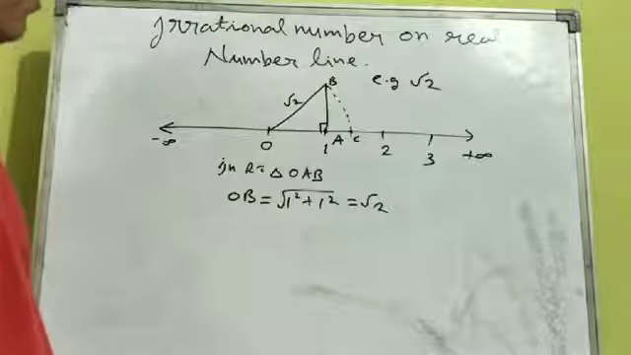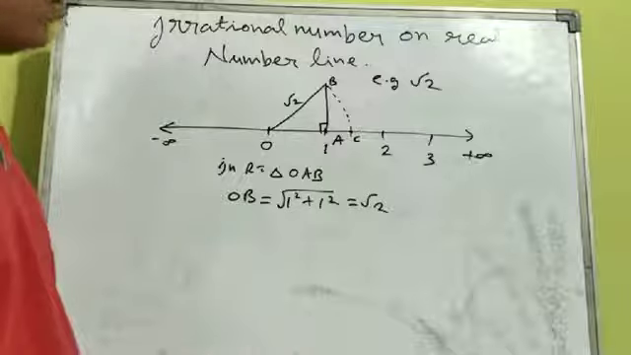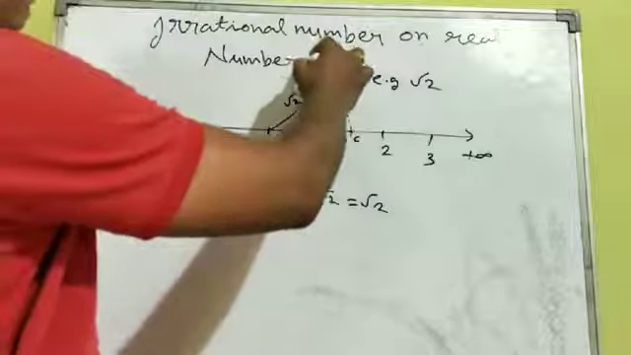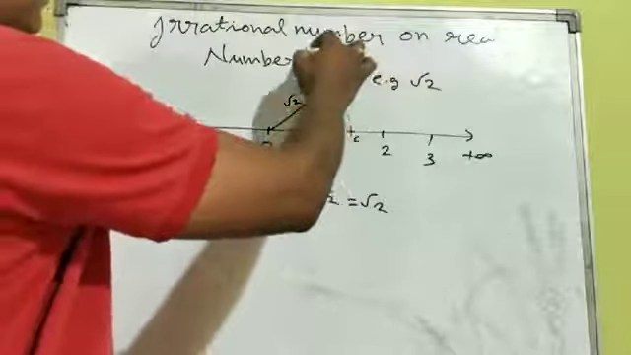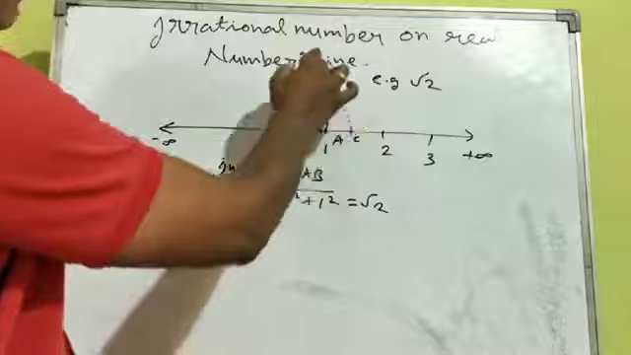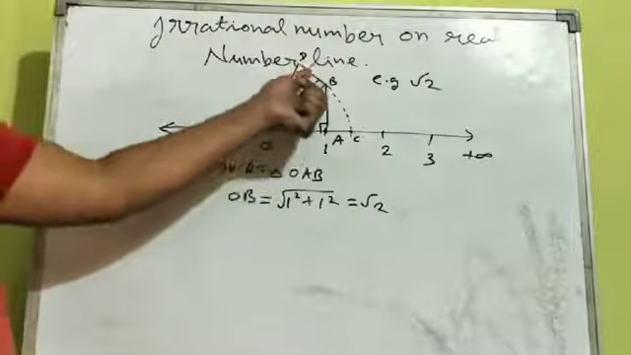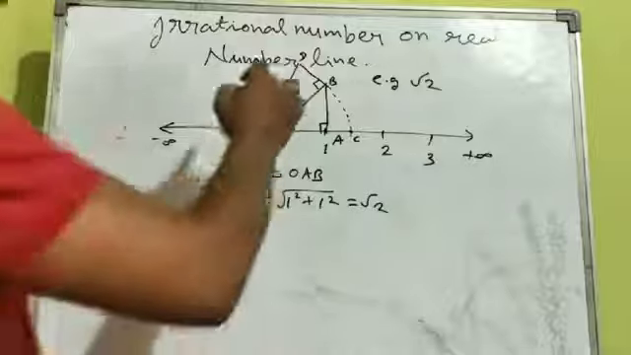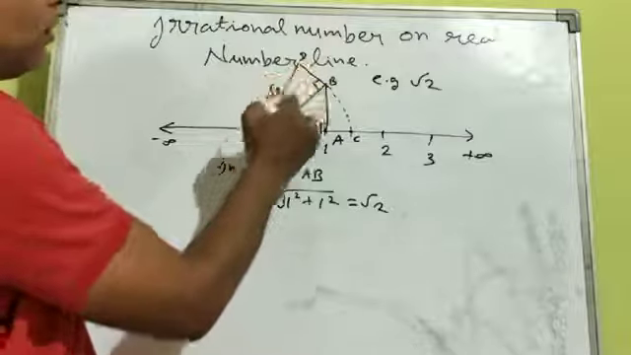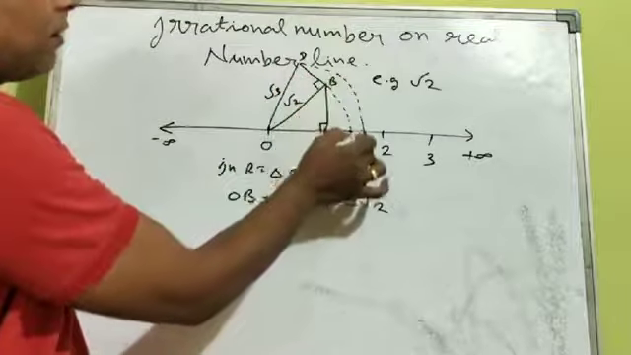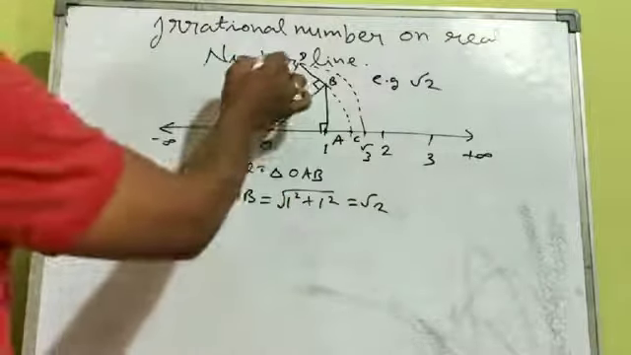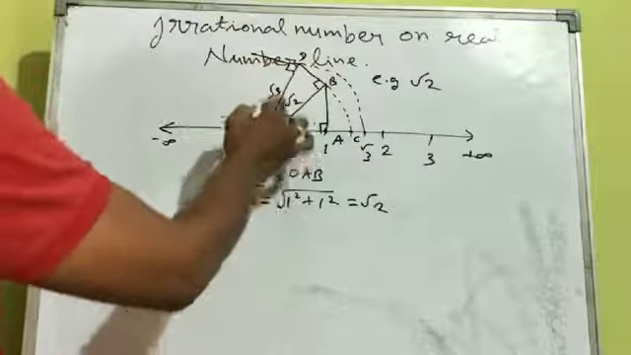Suppose now we have to represent root 3 on the same number line. Then in this case, what we have to do? Take OB as a base and draw a perpendicular. Let this be BD, and BD is of unit length, and then join OD. Now in right triangle OBD, root 2 squared plus 1 squared is equal to 3, so OD represents root 3. Now taking O as center and OD as radius, draw another arc, and this represents root 3.